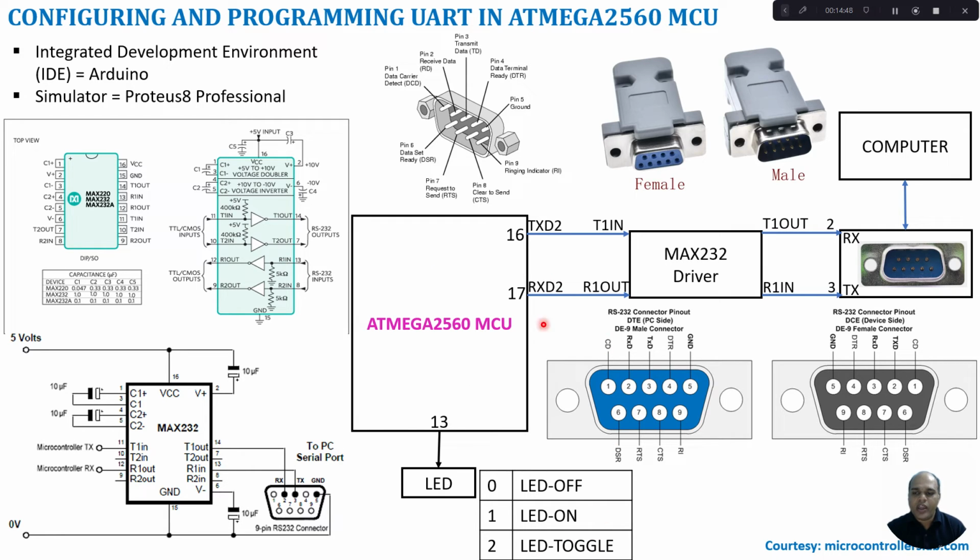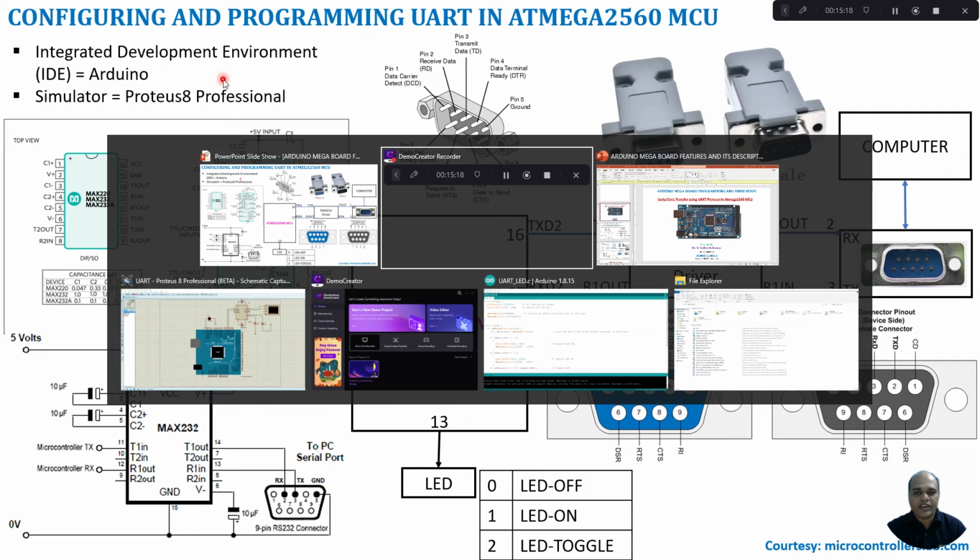So let us look at this program. For this application, we will be making use of Arduino as an IDE, integrated development environment, where we will be writing our embedded C program and converting it into a hexadecimal file. Then we build the circuit using Proteus 8 Professional. We dump that hexadecimal file onto the Arduino board in Proteus 8 Professional, then check whether the logic is working properly or not. So let us go and visualize the circuit first.